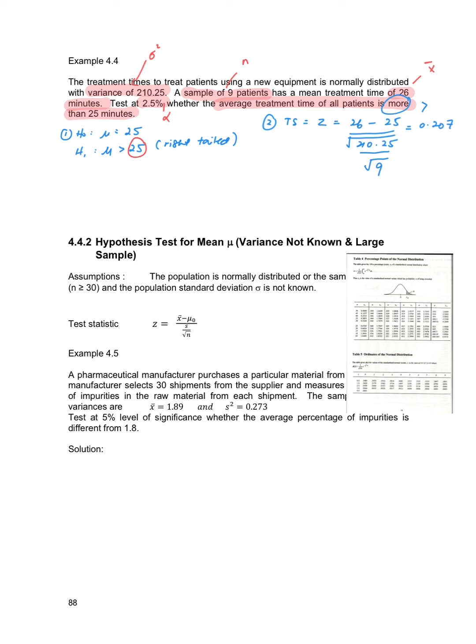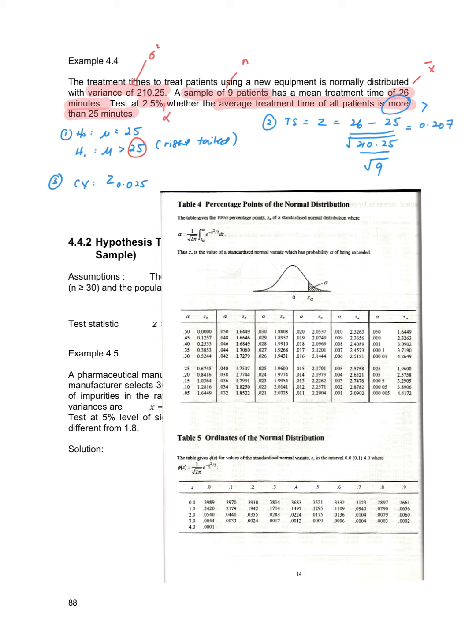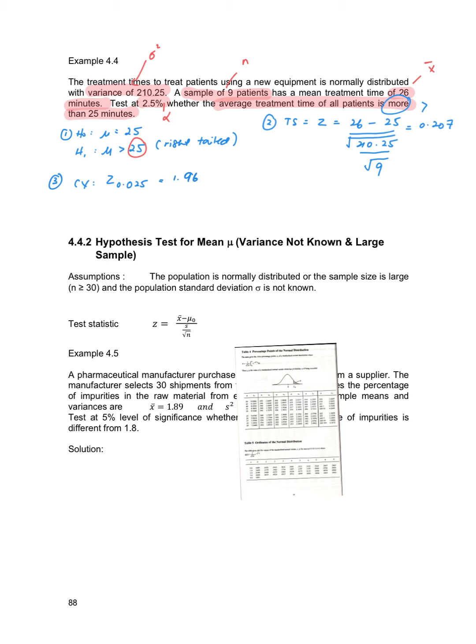Okay, third step is find your critical value. So our critical value is Z 0.025. Okay, 2.5% equals 0.025. Since we are doing the right tail test, you don't have to put the negative value for the critical value. So look at table 4. The value for Z 0.025 is 1.96. So Z 0.025 is 1.96.